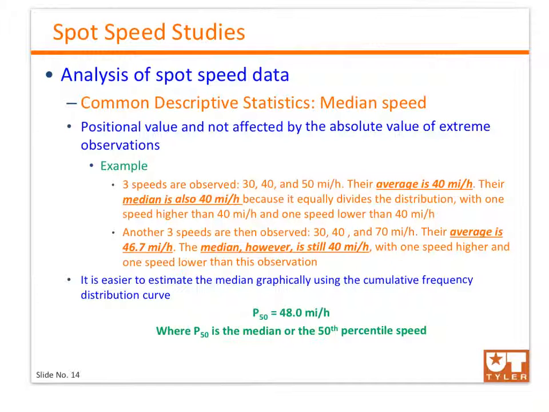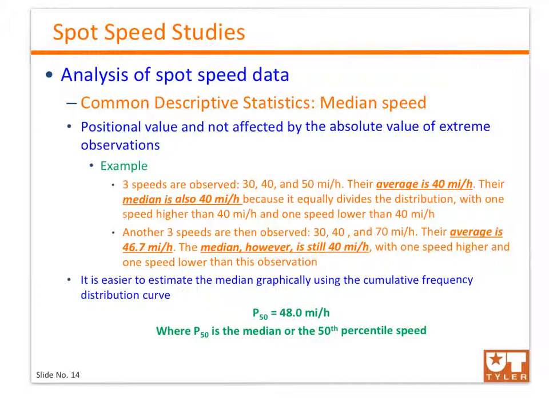How about if you go to another location and you have three other speeds, which are 30, 40, and 70? The average speed is 46.7 miles per hour, while the median speed is 40 miles per hour, which is different than the previous example. With one speed higher and one speed lower than the observation, now we see that there is a huge difference between the median, which is 40, and the average, which is 46.7. So the question is, how can we get the median?